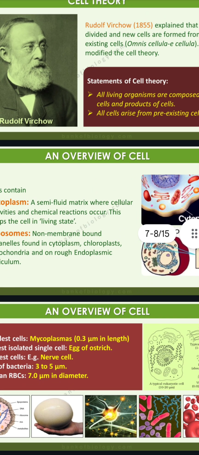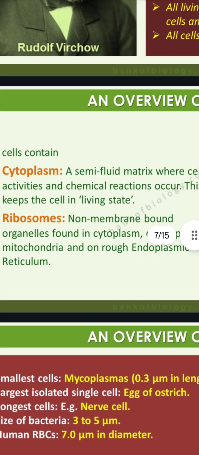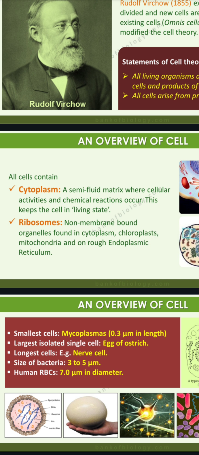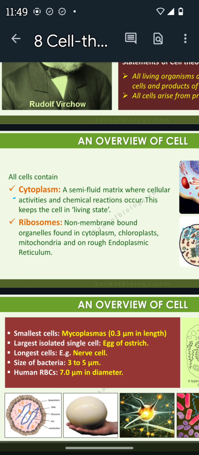Next, we'll discuss the overview of cells. So all cells contain cytoplasm. You have studied in your ninth chapter about the cell, right? The chapter name was The Fundamental Unit of Life, which is the cell. So we know that cytoplasm is a semi-fluid matrix where cellular activities and chemical reactions occur. This keeps the cell in a living state.